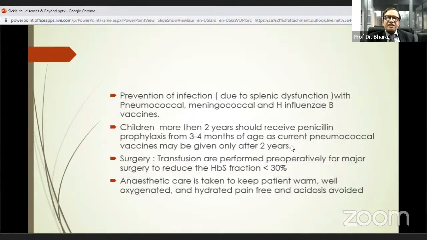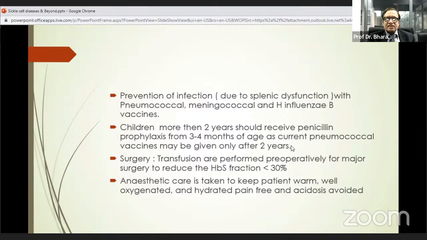Preventive management in case of sickle cell disease. Prevention of infection due to splenic dysfunction, due to autosplenectomy: there are the pneumococcal vaccine, meningococcal, and H. influenzae vaccine immunization. Children should receive penicillin prophylaxis from 3 to 4 months of age, as the current pneumococcal vaccine may be given only after 2 years.